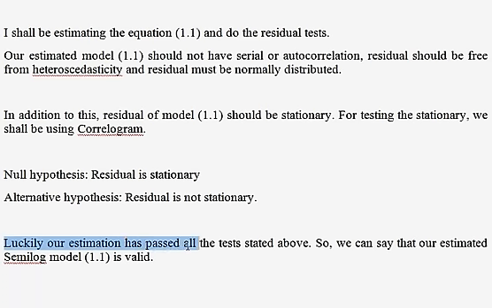So that is our null and that is our alternative hypothesis. And luckily, our estimation has passed all the tests above. That means there is no serial correlation, the residual is normally distributed, there is no heteroscedasticity, and finally the residual is also stationary. So all tests have passed. So we can say that our estimated semi-log model 1.1 is valid, meaning this model is all right for growth estimation or growth prediction.